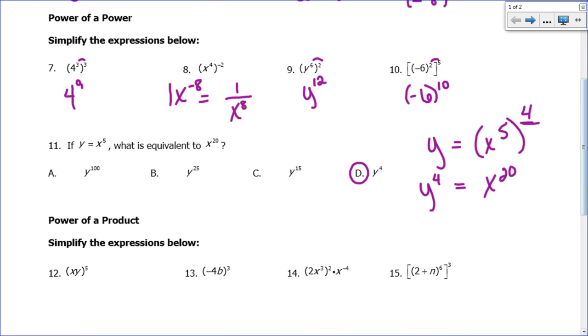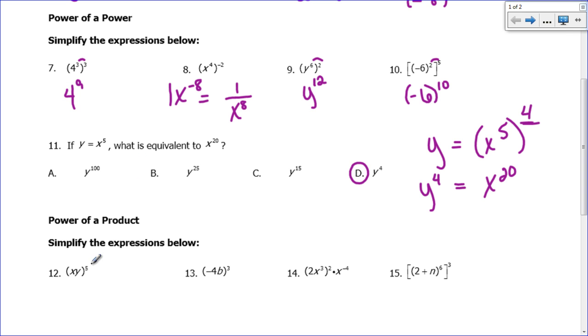Now the next little rule is not really a new rule at all. It just is an extension of the power of a power. So like number 12 is a power of a product. The difference is now I have two variables, or I have multiple things inside the parentheses and then the exponent hanging out outside. I still have to multiply exponents, but now it becomes more like a distribution property.